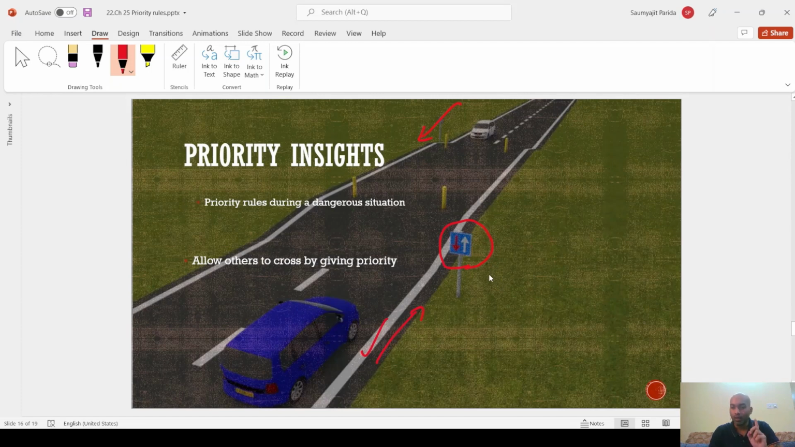If there is no signpost like this, then both of them have to apply social driving behavior through eye contact, or somehow communicate and allow each other to pass through.